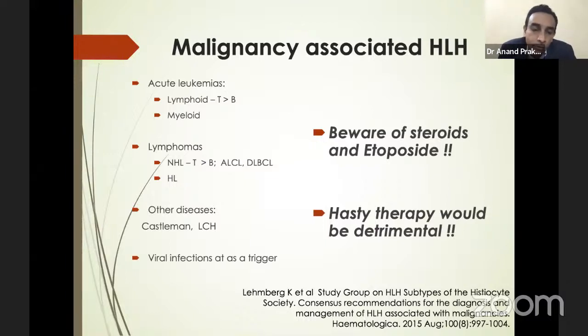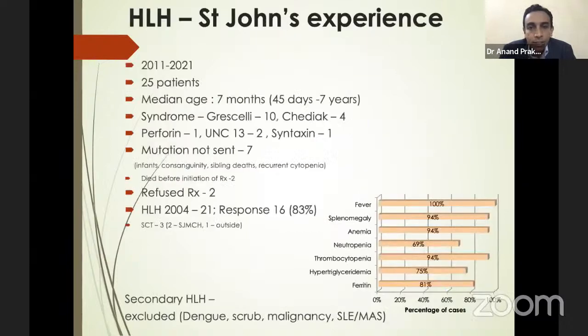Always remember that even if we get a viral trigger, let's say we do an EBV or a CMV and it's positive, that doesn't mean that malignancy is ruled out, because viral infections are a common trigger for malignancy-associated HLH.